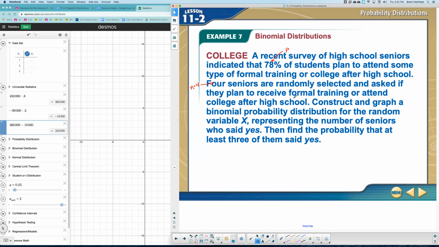And asked if they plan to receive formal training or attend college after high school. Construct a graph of the binomial distribution for the random variable x, representing the number of seniors who said yes. Find the probability that at least 3 of them said yes.